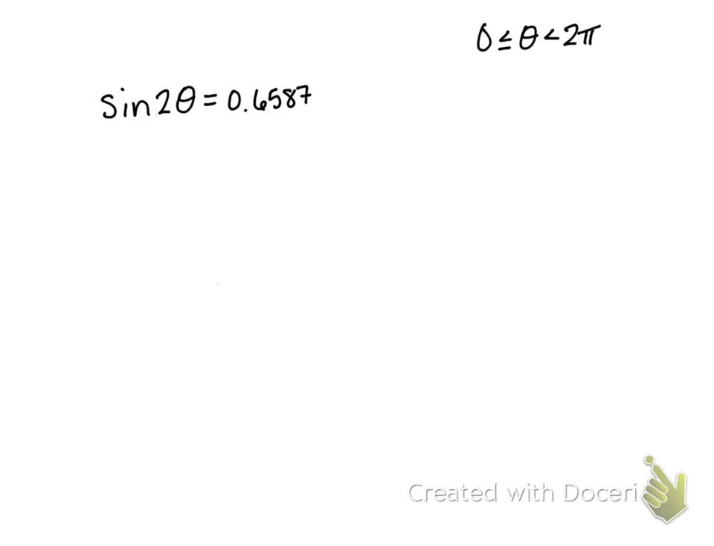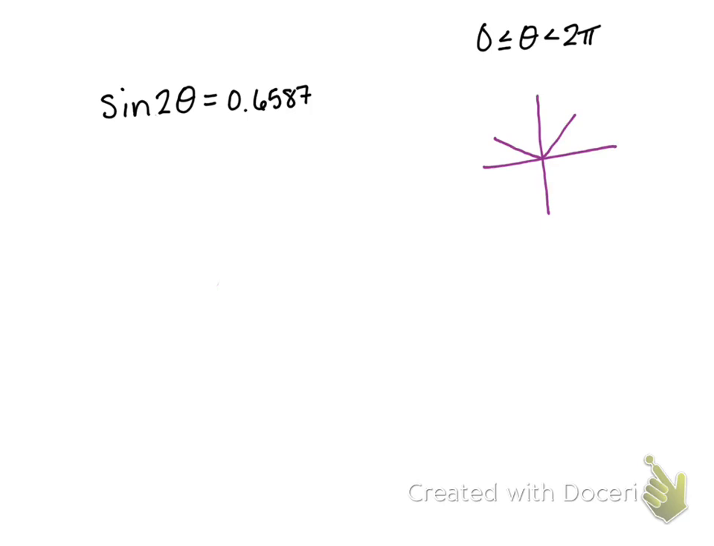So the first thing you need to do is make sure your calculator is in radian mode. And then we're going to draw where sine is positive here. Sine is positive in the first and second quadrants. And the thing that's special about this is that all our values for 2 theta are going to be in the first and second quadrants, okay?